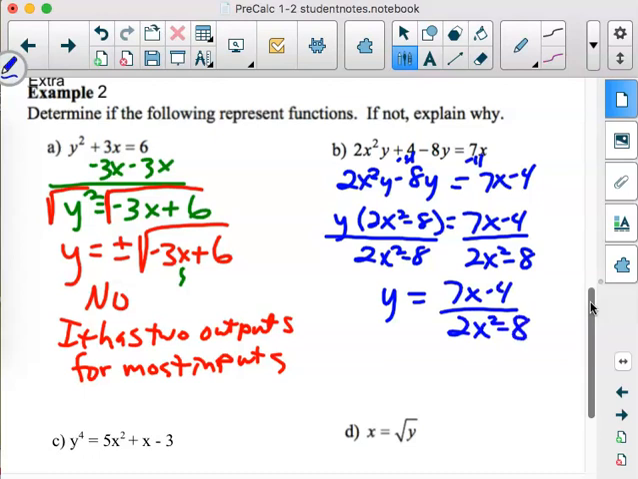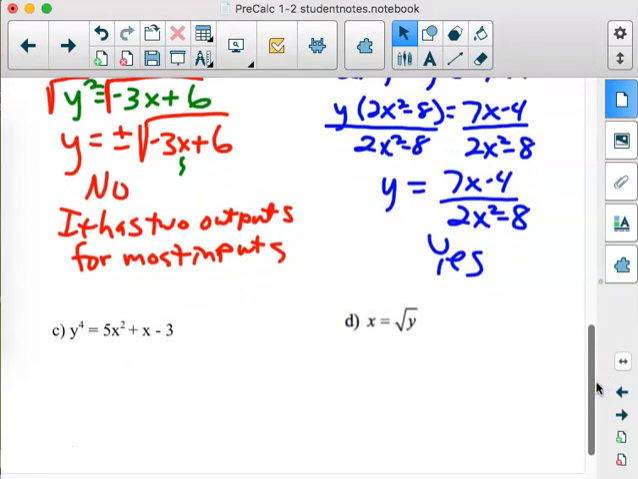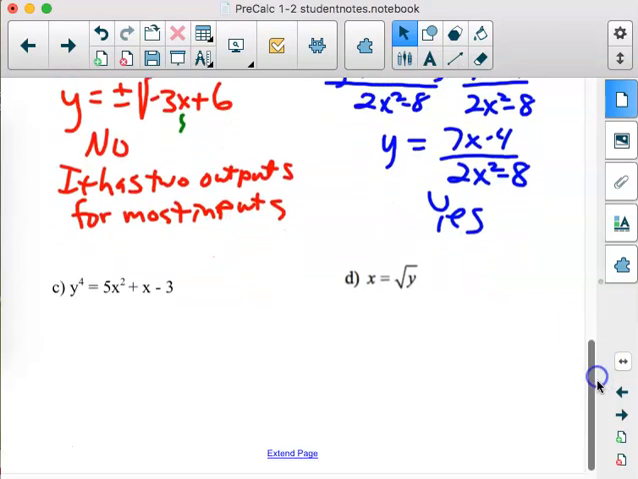And I realize that at no time did I have to take an even root here, so I didn't have a plus or minus or anything like that going on. So this one is perfectly fine. It's just y to the first without a plus or minus.